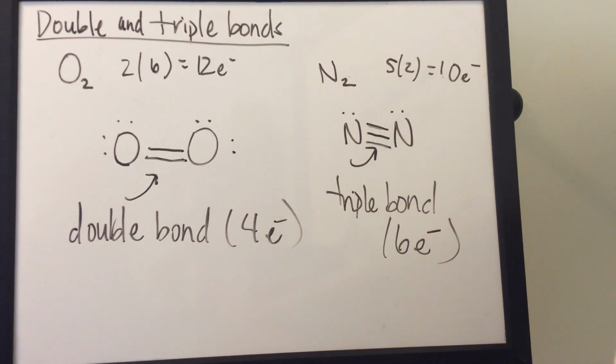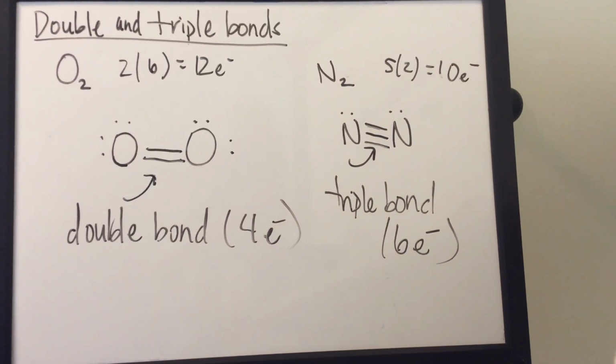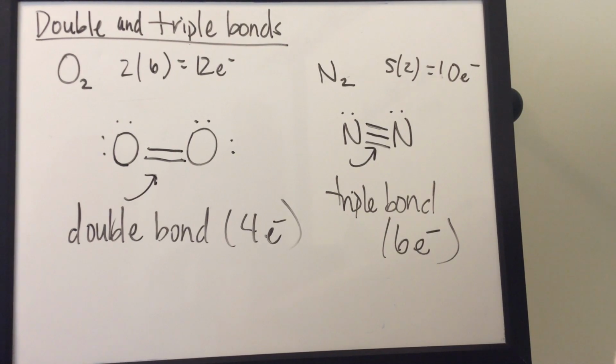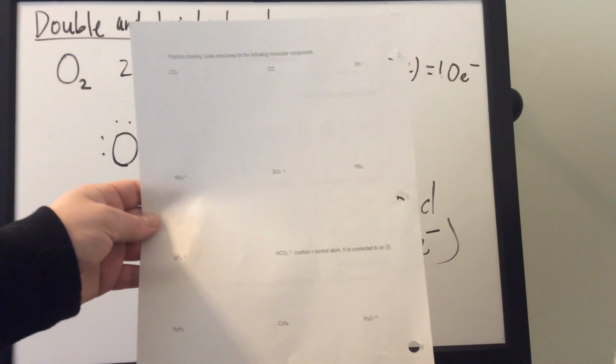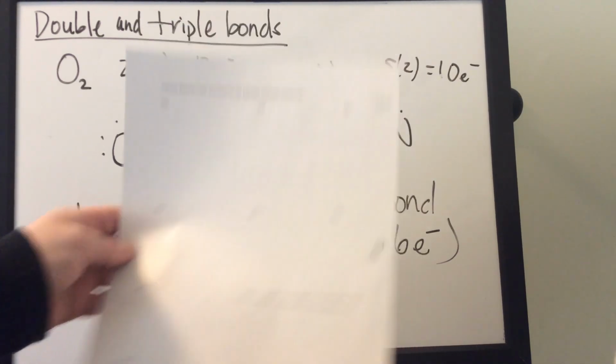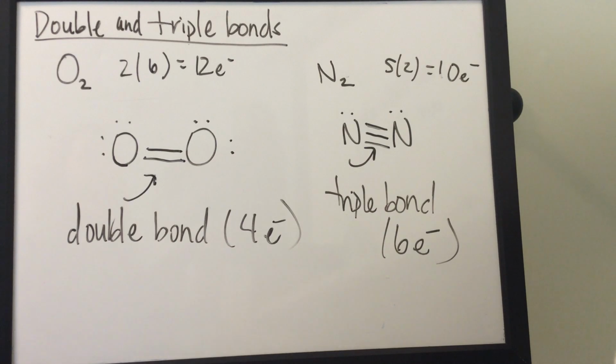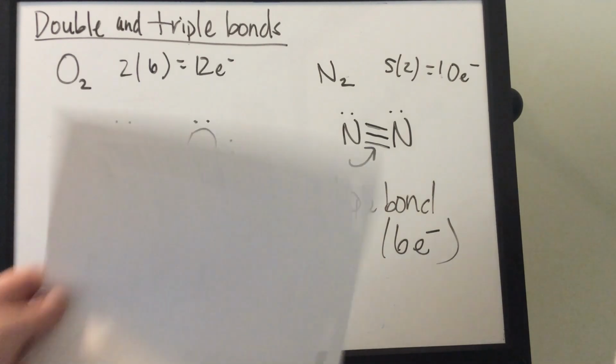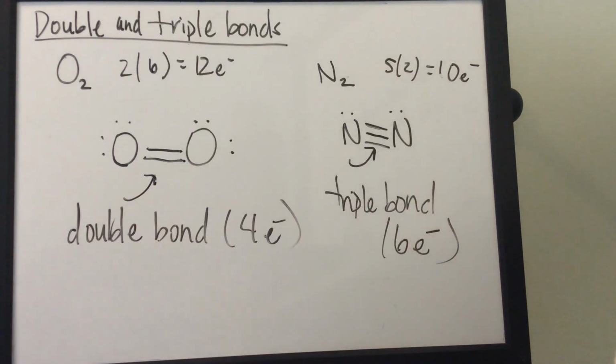So that's a basic, fairly quick overview of how to draw a Lewis structure. On the back of your paper are several practice problems for drawing Lewis structures. Some are easier than others. So I would like for you to attempt to solve these. And then I will post a second video that has an explanation of how to do those practice Lewis structures.